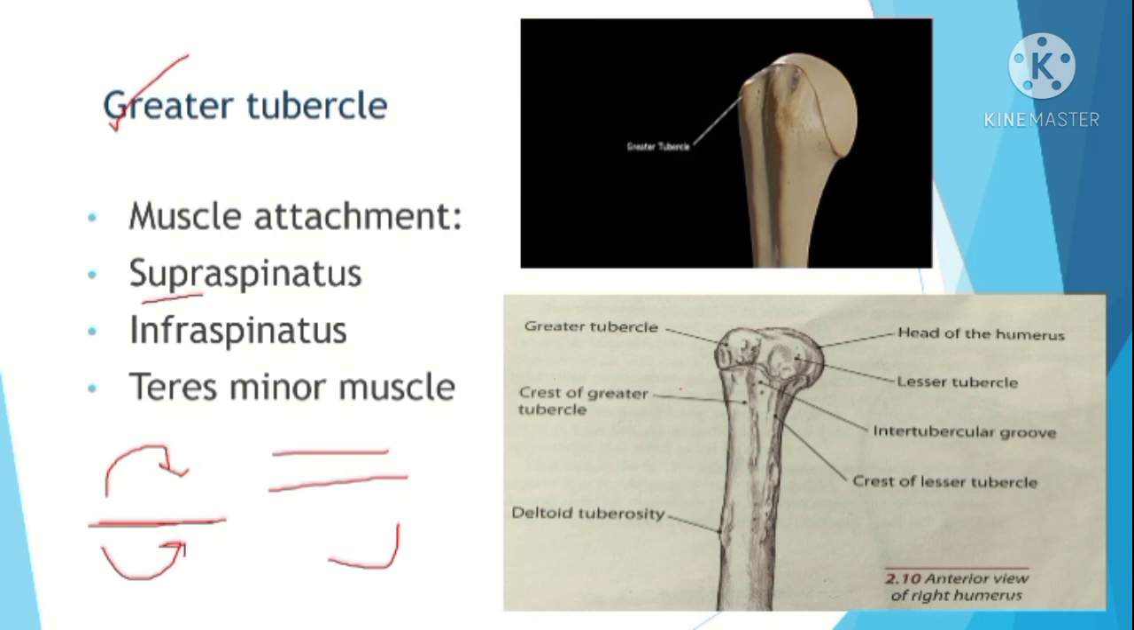The greater tubercle has a crest, meaning a depression or external ridge. Even the lesser tubercle has a crest, and the space between both is the intertubercular sulcus. That is the deltoid tuberosity. This is the crest of the lesser tubercle, and the head of the humerus. Understood? Greater tubercle has three muscles: supraspinatus muscle, infraspinatus muscle, and the teres minor muscle.